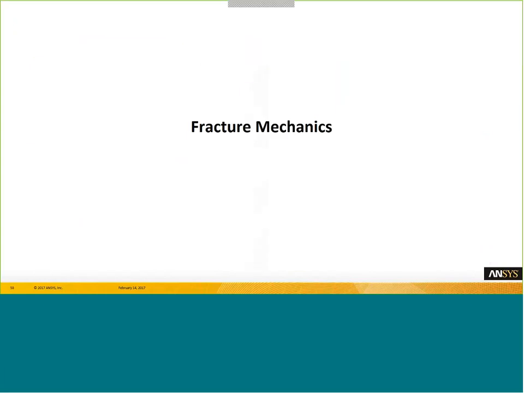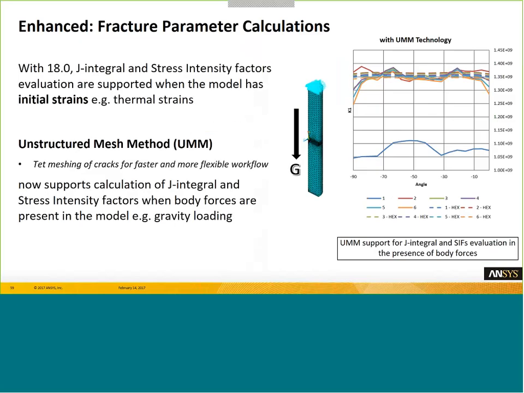Moving on now to fracture mechanics. I've had a few questions on this actually. We've shown fracture mechanics before, and people have picked up that we're using tetrahedral elements around the crack tip. We actually have some proprietary technology called unstructured mesh method. This uses tet meshing at the cracks, a much quicker workflow, so you don't need to dissect your model, specify sweep directions and element sizes around the crack tip. You can use a tet mesh to generate this, so the workflow is much faster.